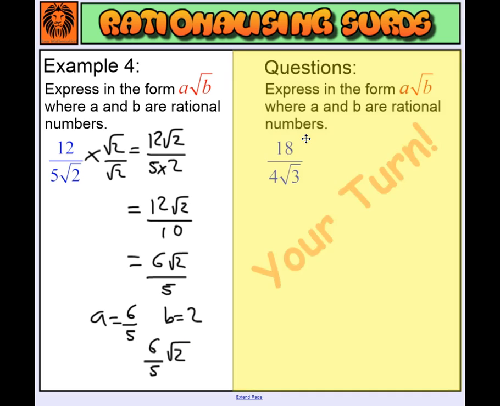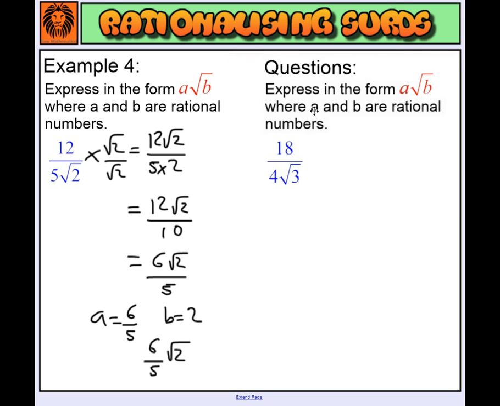So it's your turn now to have a go. Express 18 over 4 root 3 in the form a root b, where a and b are rational numbers. Pause the video and we'll go through the answer shortly. So again, with this one, we need to multiply the numerator and denominator by root 3.